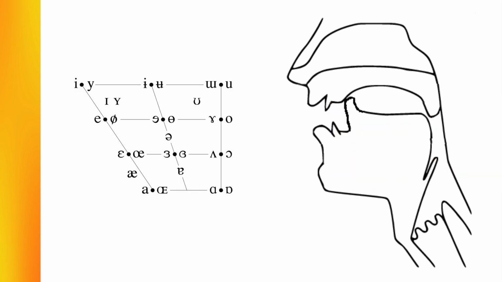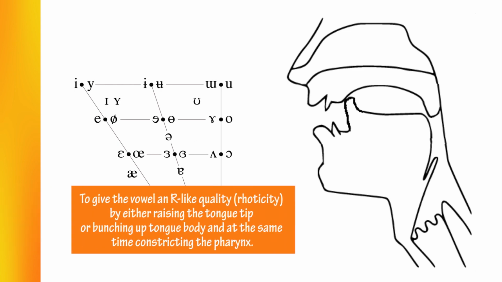And you can do this to vowels as well. Vowels may be pharyngealized as well. In the case of vowels, a third possibility is to give the vowel an R-like quality of rhoticity by either raising the tongue tip or bunching up tongue body at the same time as constricting the pharynx. So basically, even if you bunch up the tongue body, you constrict this entire space and the pharynx consequently.